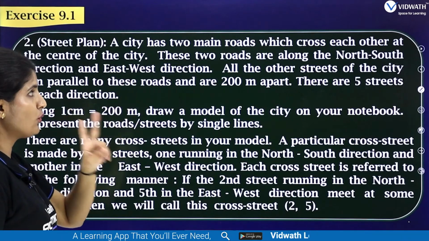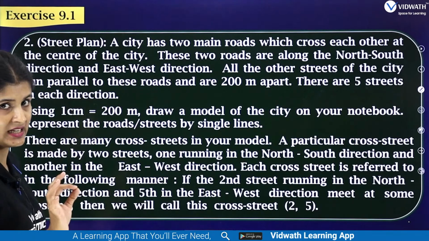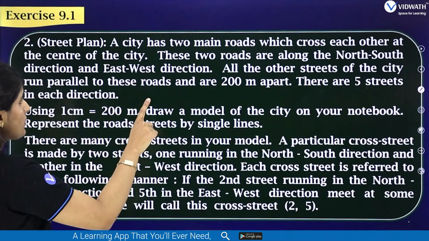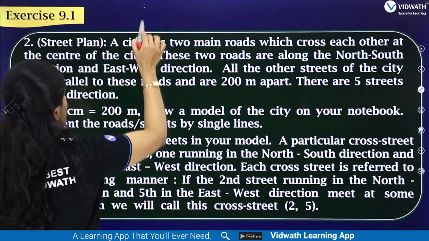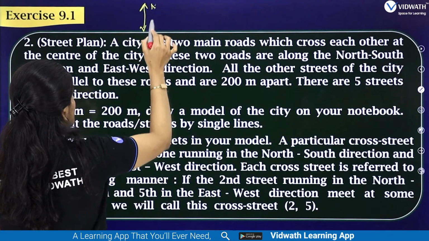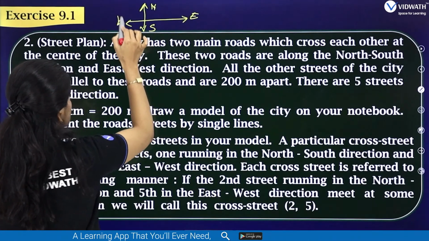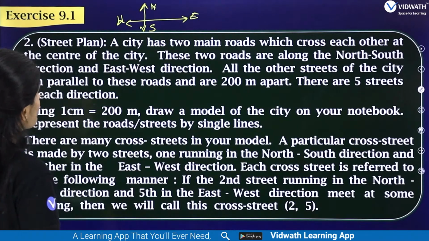A city has 2 main roads which cross each other at the center of the city. These 2 roads are along the north-south direction and east-west direction. This is the north-south direction and this is the east-west direction. You must have studied this in geography also.